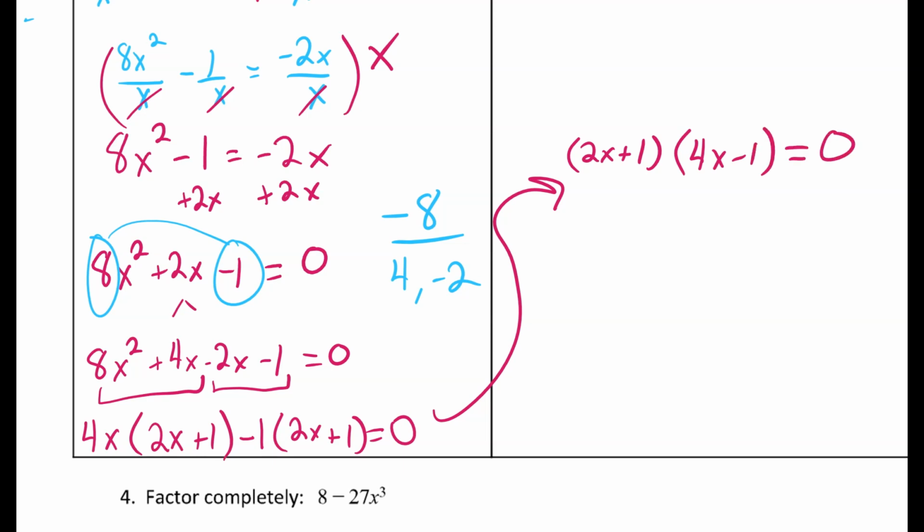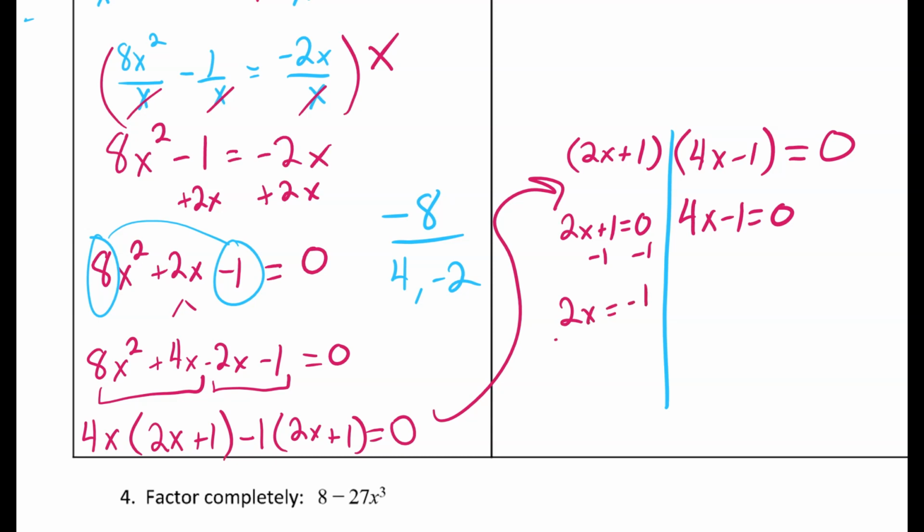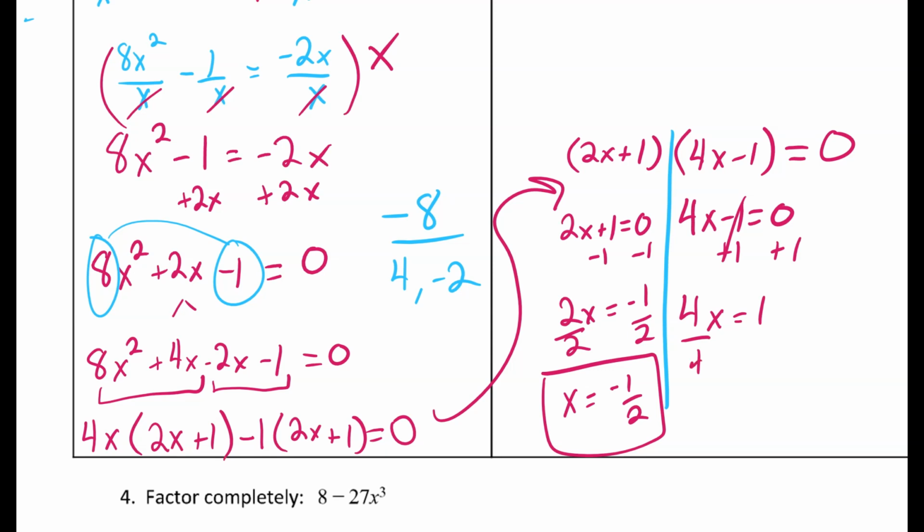Now that I've factored it and I have two factors set equal to 0, I could split it off and just set each of those factors equal to 0 and solve for my two values of x. So I'm going to set 2x plus 1 equal to 0 and 4x minus 1 equal to 0. I'll subtract 1 on both sides to get 2x equals negative 1 and divide by 2 to get x equals negative 1/2. So that's my first solution. Then over here, if I add 1 to get rid of the minus 1, I'm left with 4x equals positive 1. And when I divide by 4, I'm left with x equals positive 1/4.